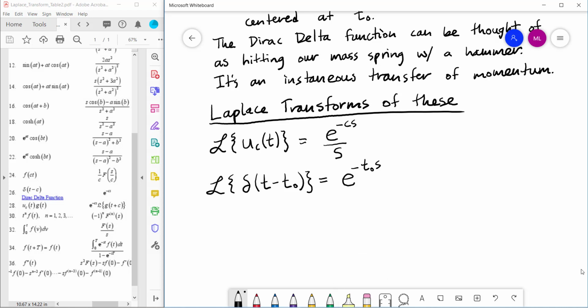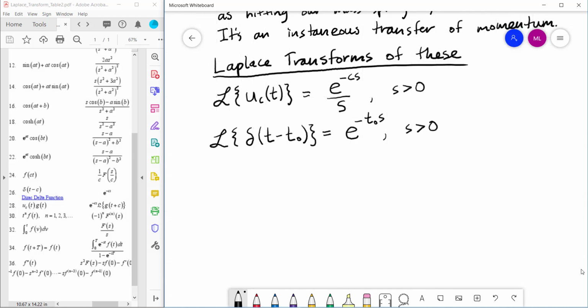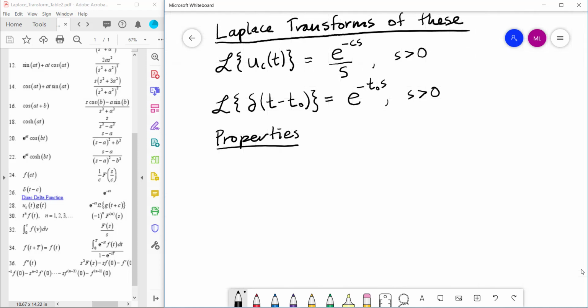I will mention that in both of these cases, there is an added restriction that s has to be greater than 0. So this is what we've got. And there are some properties that we'll need as well. So here are the properties related to this. One of them is that if you have the Heaviside function multiplying another function, and we take the Laplace transform of that, so this is the Heaviside function times another function, which is very often going to be the case.